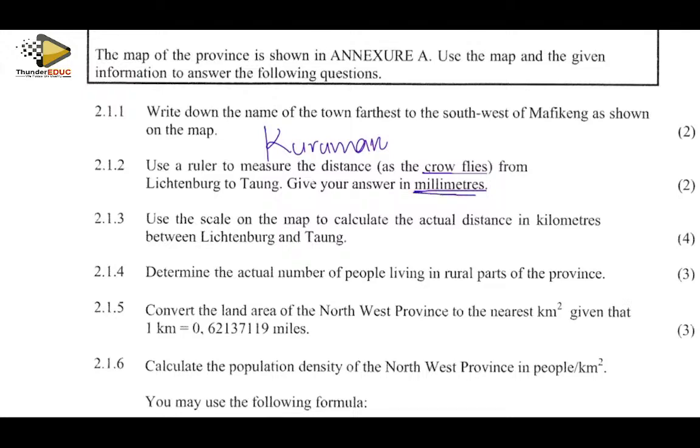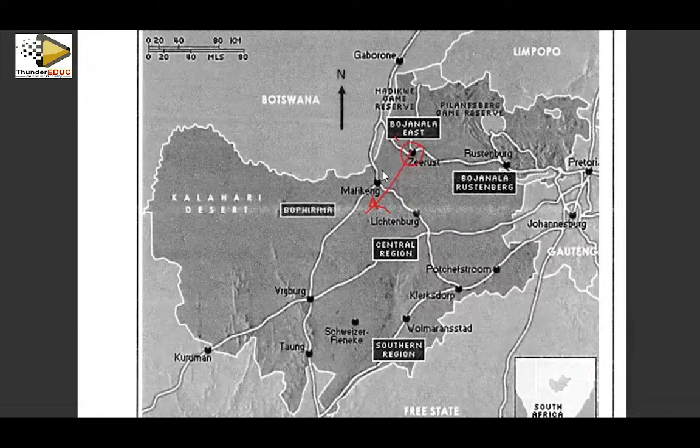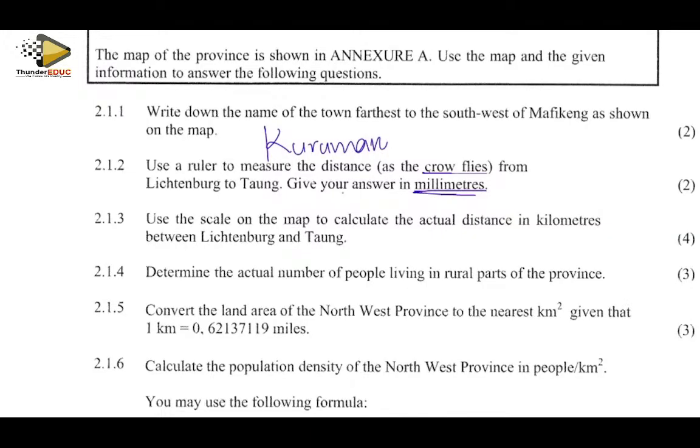Now let's go to the next one. Here we go. We are supposed to measure the distance from here to Lichtenburg, which is this place here. When I measured, I got 65 millimeters. This will change according to people's rulers, but the range we can give you is 2 more or 2 less. So don't worry if you got 63, well and good. If you got 65, 67, 66, it's fine.